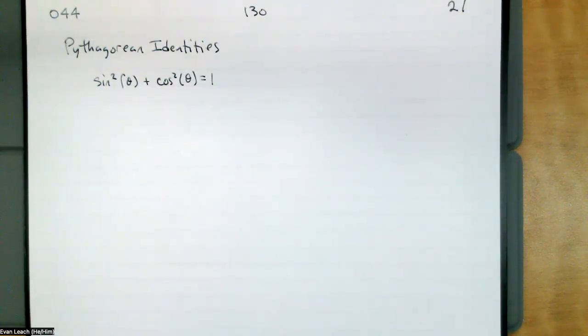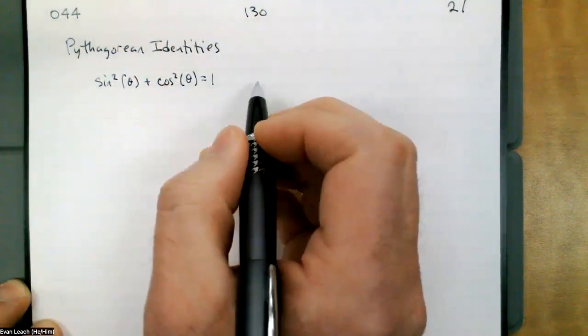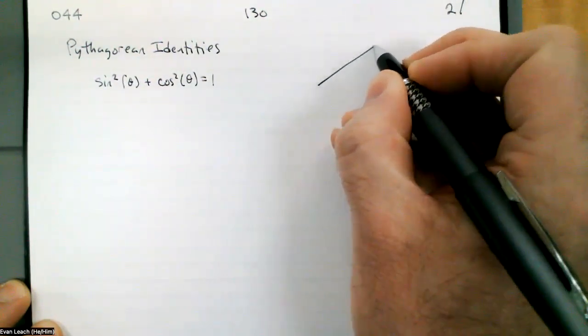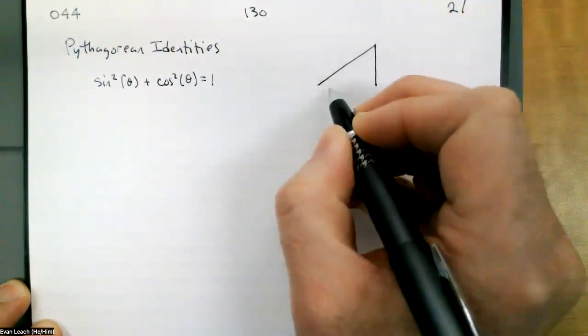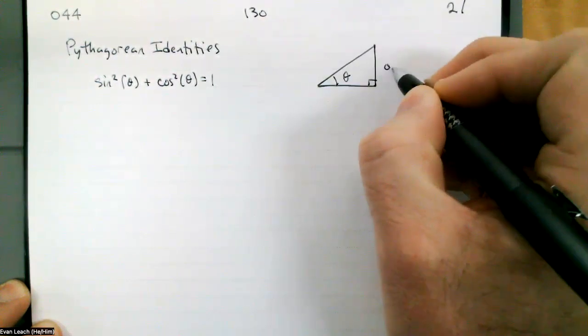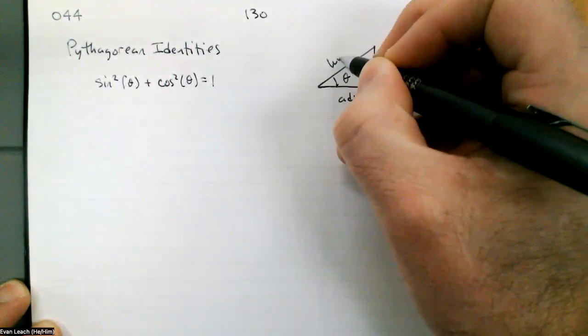So the important thing about the Pythagorean identity, sine squared plus cosine squared is equal to 1, is that this is a relationship between sine and cosine. Now, we can see how this works. We know sine is in a triangle. Let's draw ourselves a right triangle, because everything is right triangle right now. We've got an opposite, we've got an adjacent, and we've got a hypotenuse.